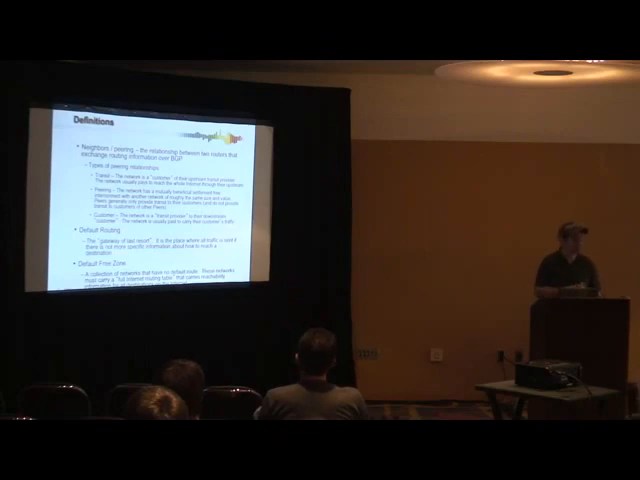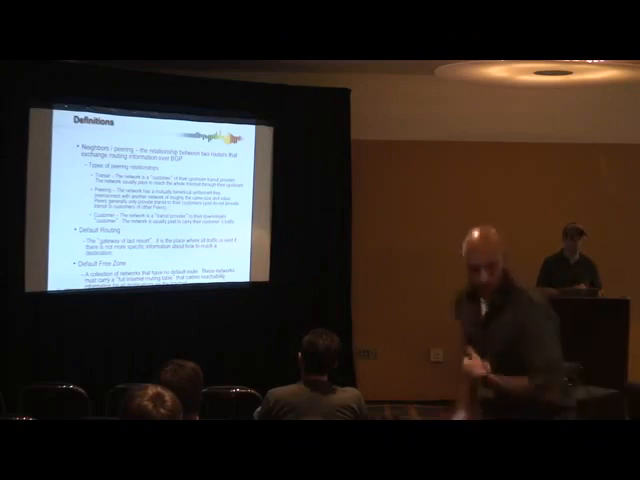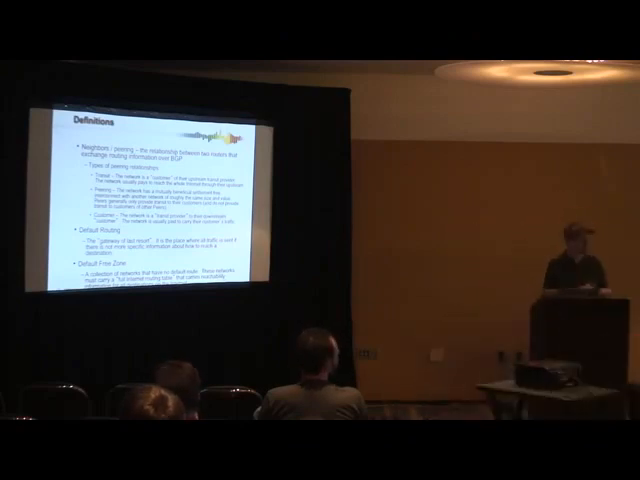Default routing is when you have an all-zeros route, which is your gateway of last resort. That's where they'll send traffic if you don't know where it should go or you don't have any more specific information of where to send that traffic. And the default free zone is a collection of networks that have no default route. So these networks basically carry reachability to every single destination on the internet. And if they don't have a route for that destination, they simply can't deliver the traffic.